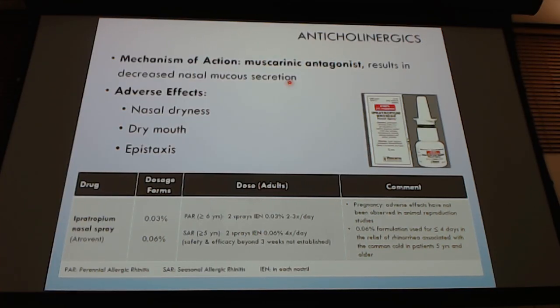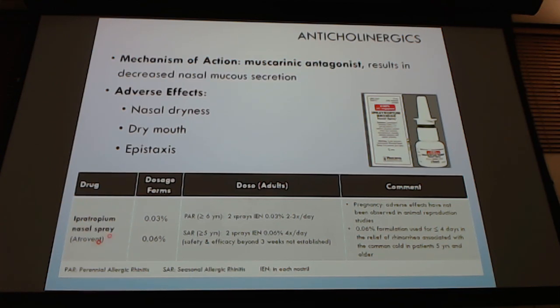Mechanism of action: muscarinic antagonist. Side effect profile: not horrible, but because of that route, you're going to see some dry mouth issues, and some nosebleeds. So if they are having a lot of dryness, again, give them that saline.